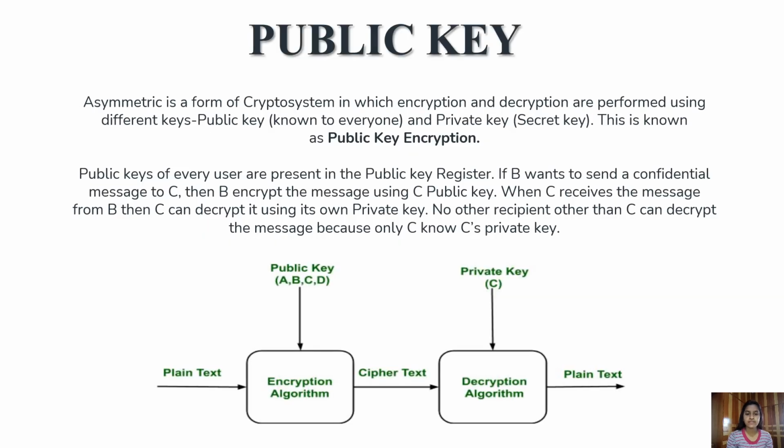Public key asymmetric is a form of crypto system in which encryption and decryption are performed using different keys. Public key known to everyone and private key secret key. This is known as public key encryption. Public keys of every user are present in a public key register. If B wants to send a confidential message to C, then B encrypts the message using C's public key. When C receives the message from B, then C can decrypt it using its own private key. No other recipient other than C can decrypt the message because only C knows C's private key.